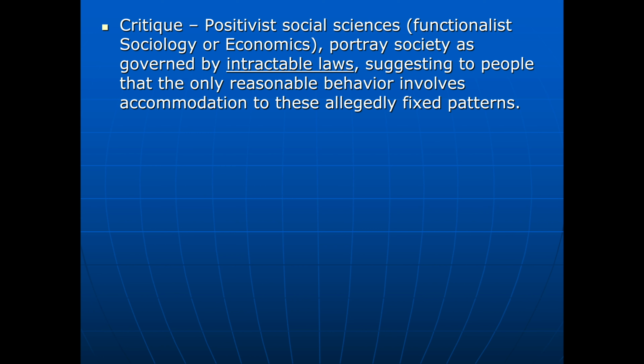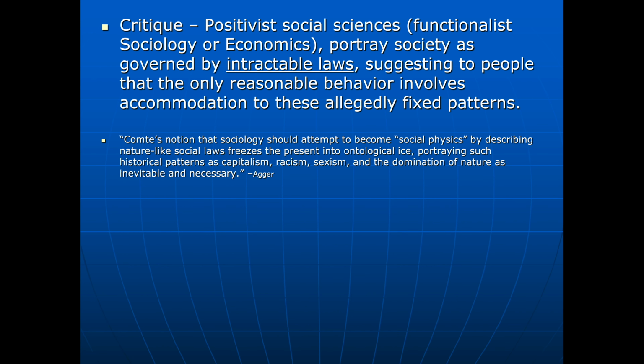Like if things are universal and they pop up throughout history from place to place, it's oftentimes framed as necessary and functional. So Comte's notion that sociology should attempt to become social physics by describing nature-like social laws freezes the present into ontological ice, portraying such historical patterns as capitalism, racism, sexism, and the domination of nature as inevitable and necessary. And so this particular theoretical lens has a tendency to see these things as necessary and functional. Sexism is functional, racism is functional, the domination of nature also functional. They must somehow help society to survive. And this becomes very problematic for critics.